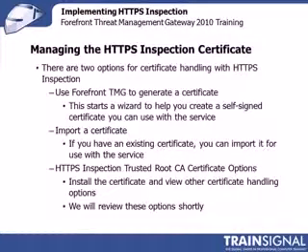In order to work, however, you have to have an HTTPS inspection certificate on the Threat Management Gateway system as well as deployed throughout your organization. And there are two options for certificate handling with HTTPS inspection. You can use Forefront Threat Management Gateway to generate a certificate. This is going to start a wizard that will help you create a self-signed certificate that you can use with the service. Or you can import a certificate. If you've got a certificate that you can already use, you can import it for use with the service. We'll be reviewing certificate options shortly.